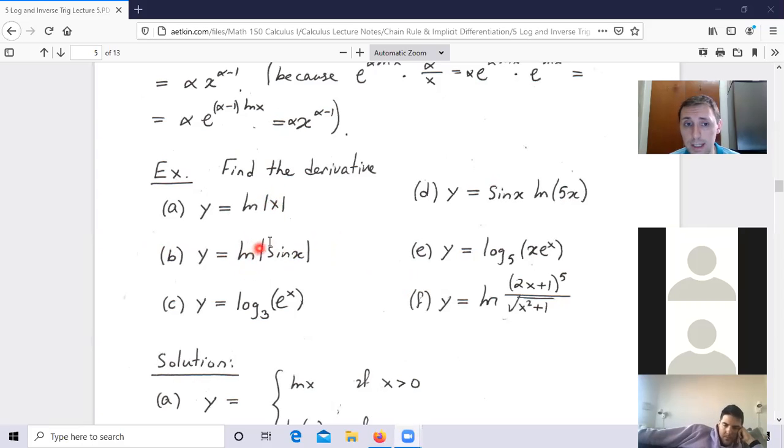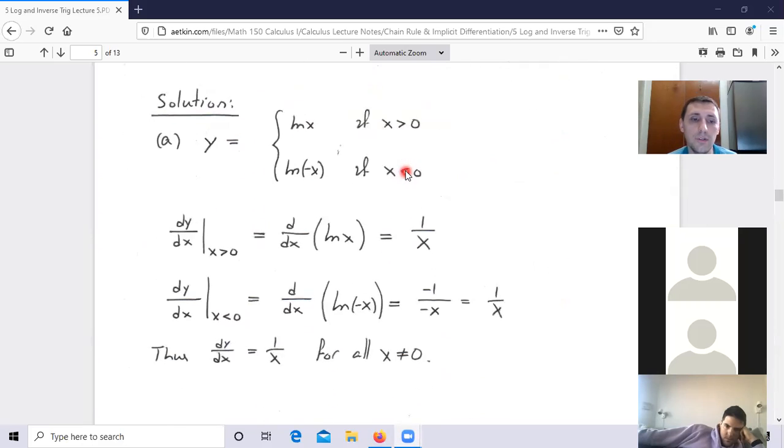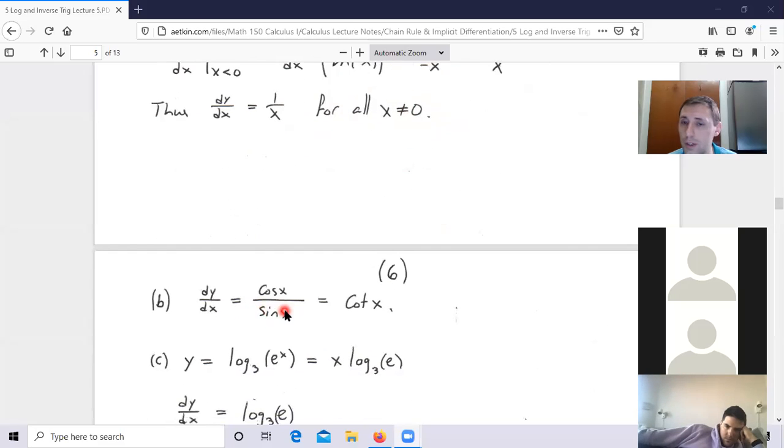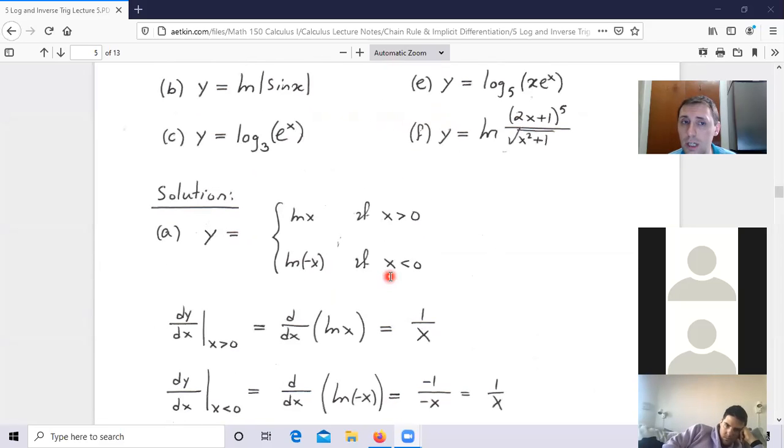So the derivative of ln of the absolute value of sine x is, when I take the derivative of ln absolute value, 1 over sine. Yes, very good. So what do I get? For part b, I simply get 1 over sine multiplied by the derivative of sine, which is cosine. So cosine over sine, and that is cotangent. Yes, guys? I get cotangent x.